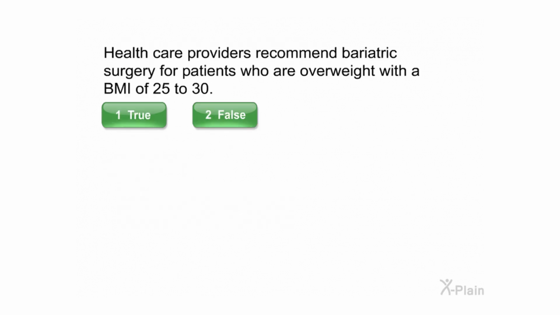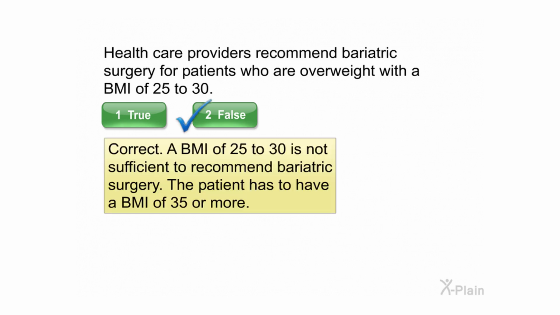Healthcare providers recommend bariatric surgery for patients who are overweight with a BMI of 25 to 30. Select true or false. Correct. A BMI of 25 to 30 is not sufficient to recommend bariatric surgery. The patient has to have a BMI of 35 or more.